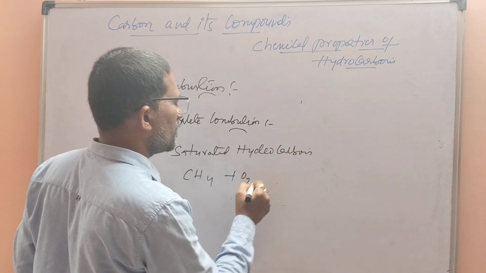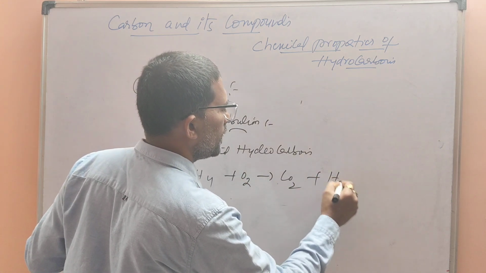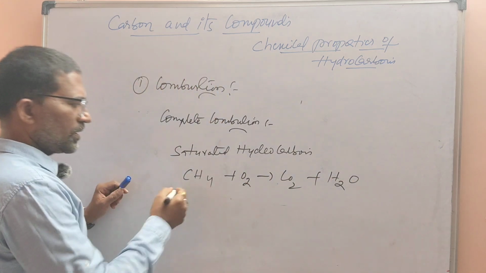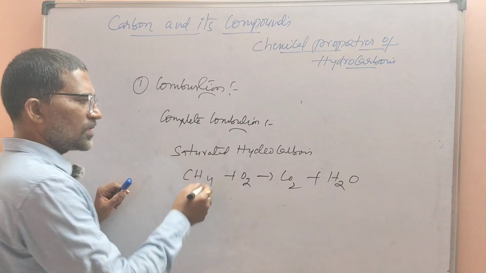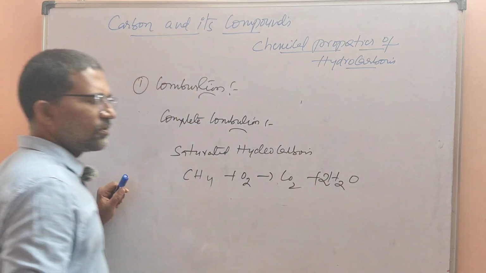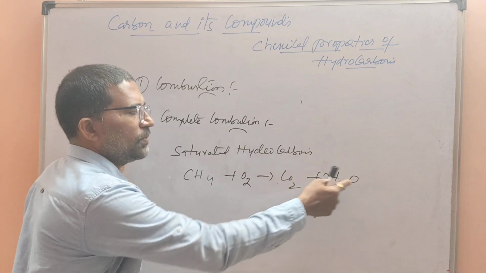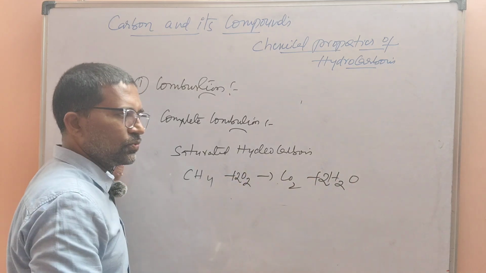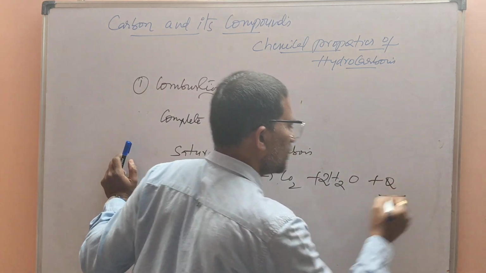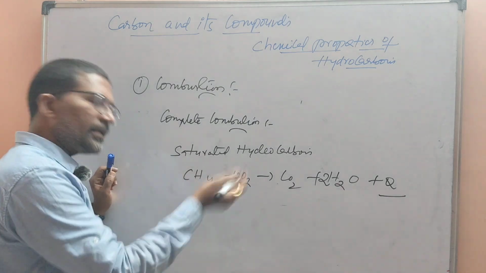CH4 burns in the presence of oxygen giving CO2 plus H2O, as I told. Only one carbon is there, balanced. How many hydrogens are there? 4, which are balanced. Now how many oxygens? 2 plus 2, 4. Then we will write 2O2, and this is plus Q. So it undergoes complete combustion.